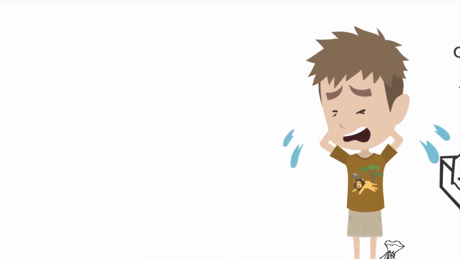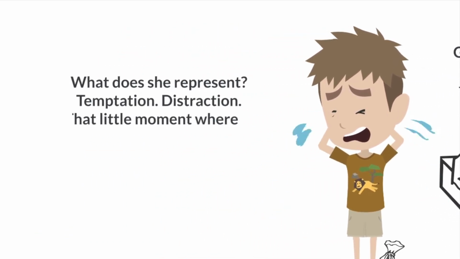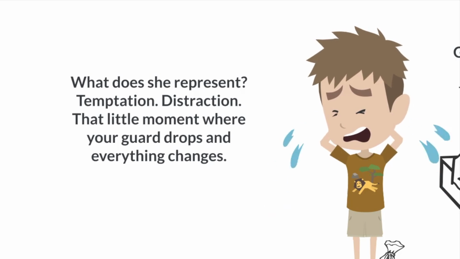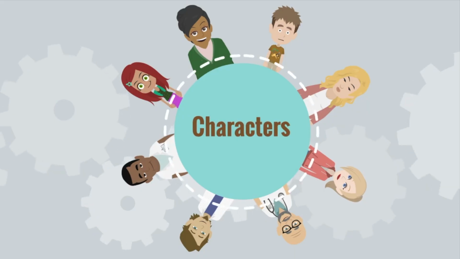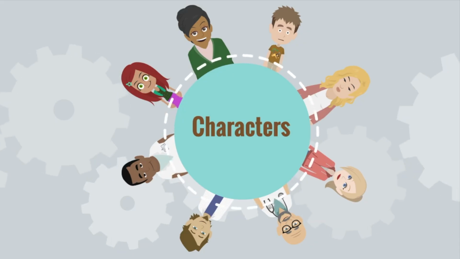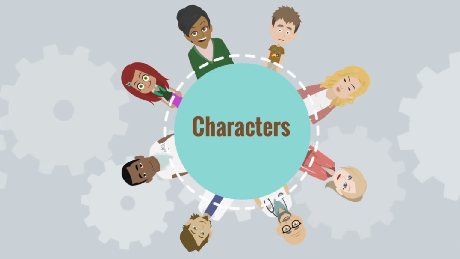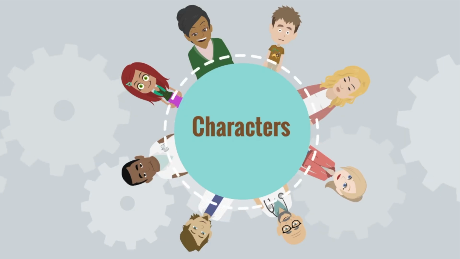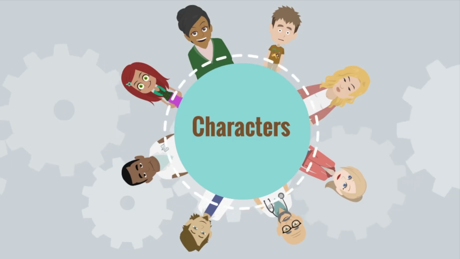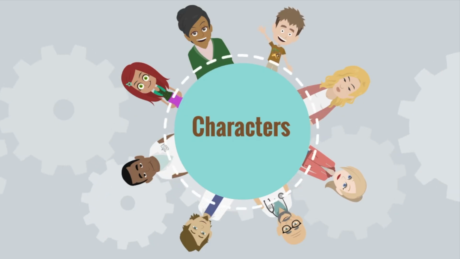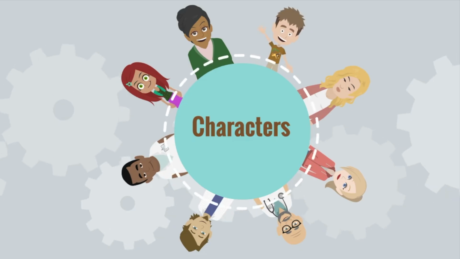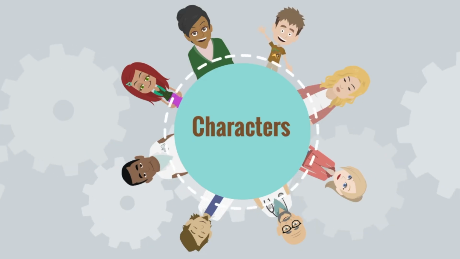So, what do you think she represents? Temptation, distraction, that little moment where your guard drops and everything changes. Every one of these characters pushes Flurry's journey forward. His mom gives him love, Minnie gives him pressure, the little girl gives him trouble, and Flurry gives us a front row seat to what it means to mess up, to grow up, and to forgive yourself.